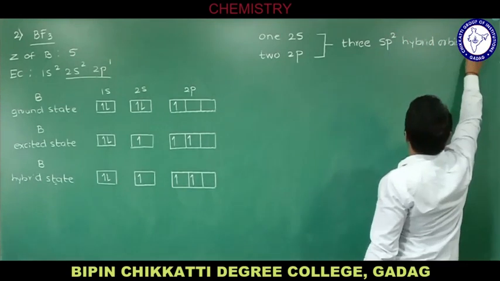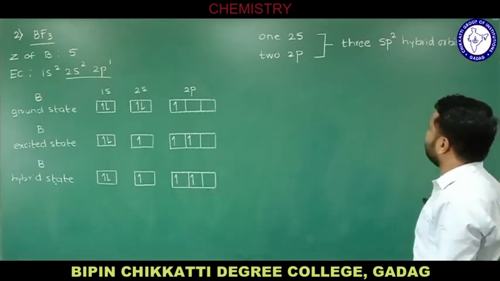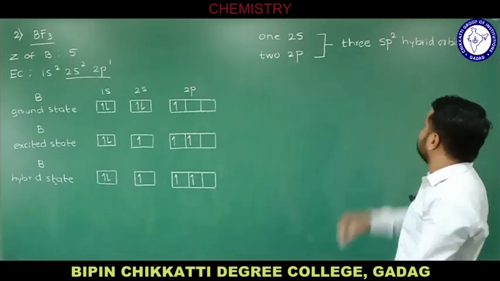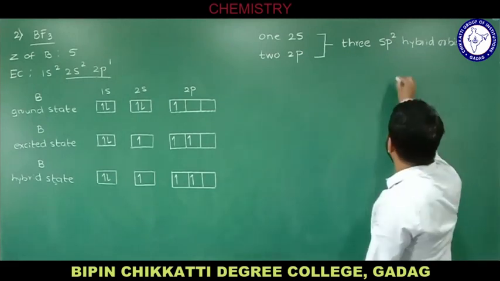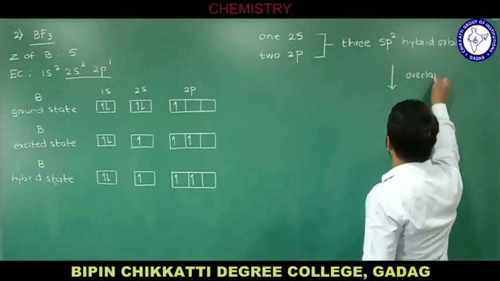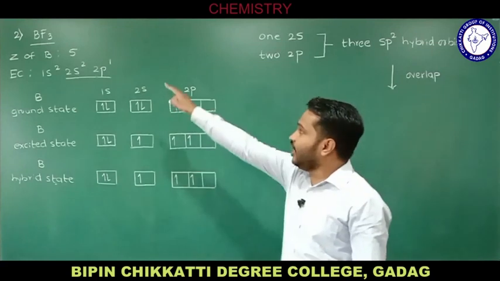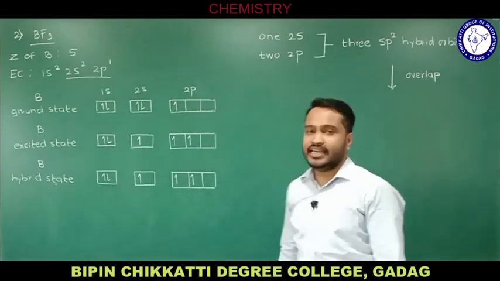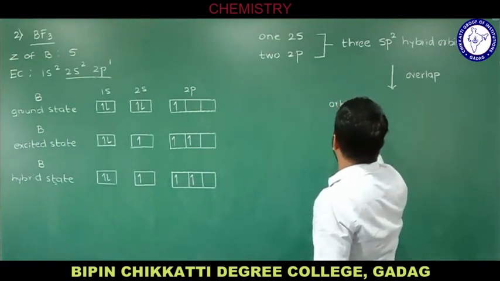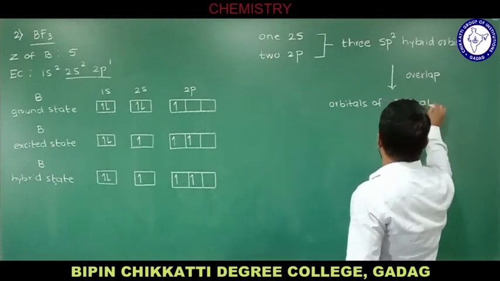Hybrid orbitals we are going to get here. So 1 S and 2 P we have, therefore sp2 hybrid orbitals. Since we have 1 S and 2 P, we are going to get 3 sp2 hybrid orbitals. So these 3 sp2 hybrid orbitals are going to overlap with the orbitals of 3 F atoms, isn't it? So that I am going to write here, they are going to overlap with the orbitals of 3 fluorine atoms.